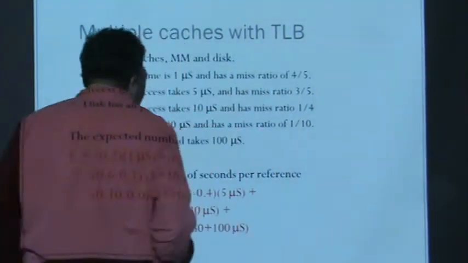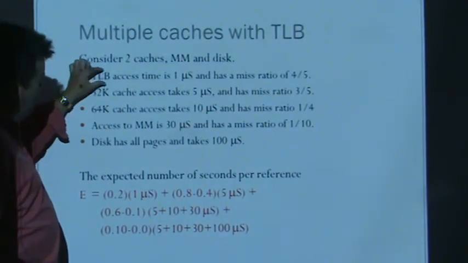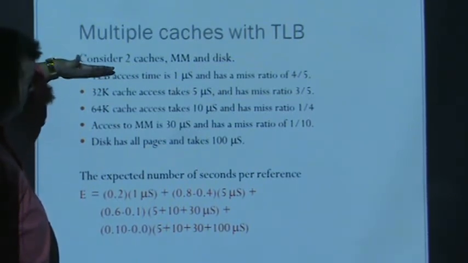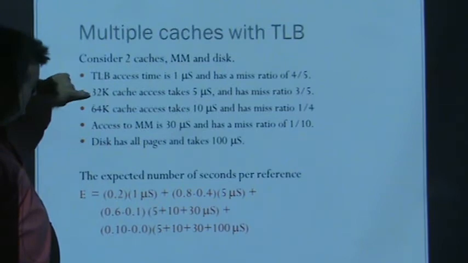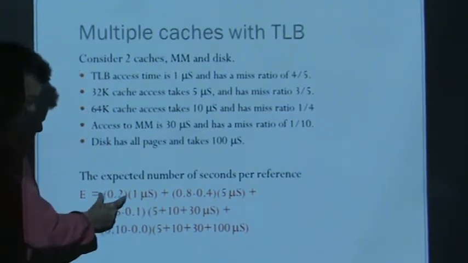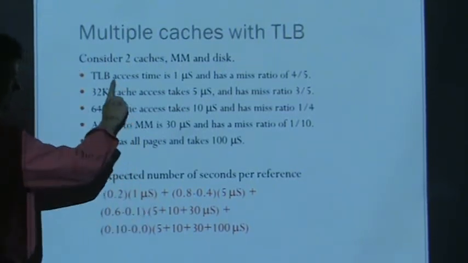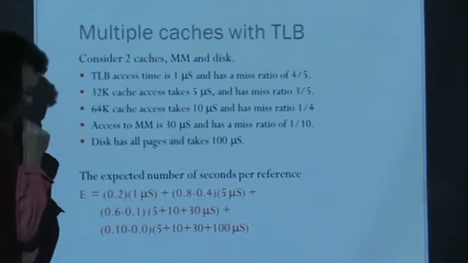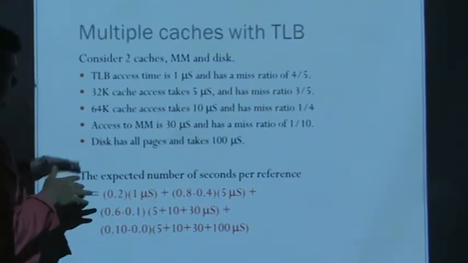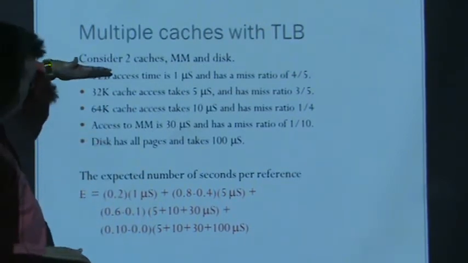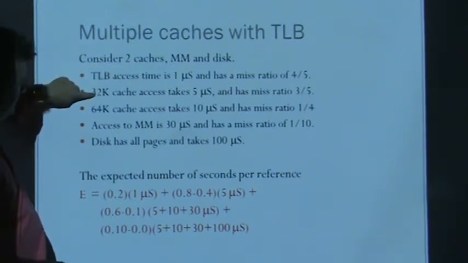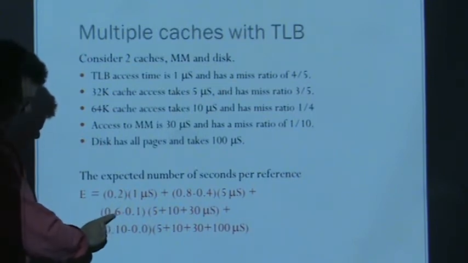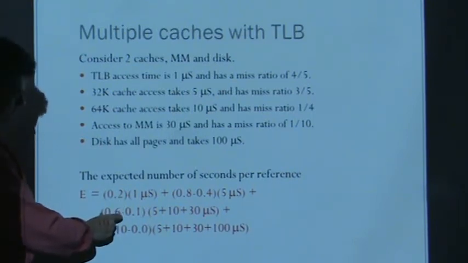So what percentage of the time is what we're looking for going to be in this, what's now a really small cache, that could be searched using hardware simultaneously to the first level, the 32K cache? 20% of the time what we're looking for is going to be in the TLB, so that's 20% times 1 nanosecond. Then what percentage of the time are we in the cache, but not in the TLB?